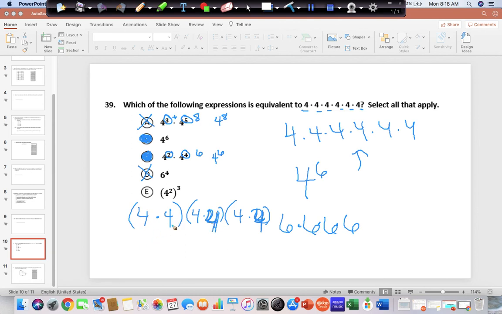Okay, so this is 4 to the 2nd, 4 to the 2nd, and 4 to the 2nd. That's 1, 2, 3, 4, 5, 6 fours, and that is correct. 4 to the 6th power.